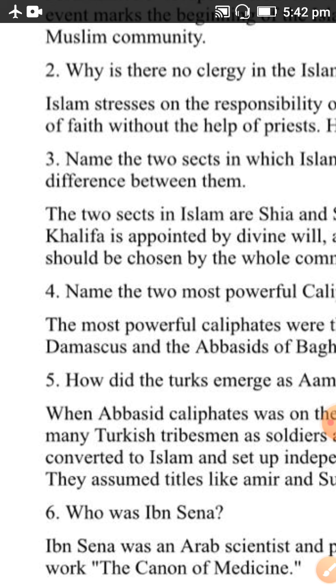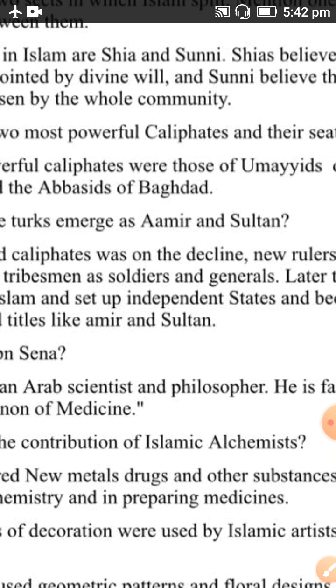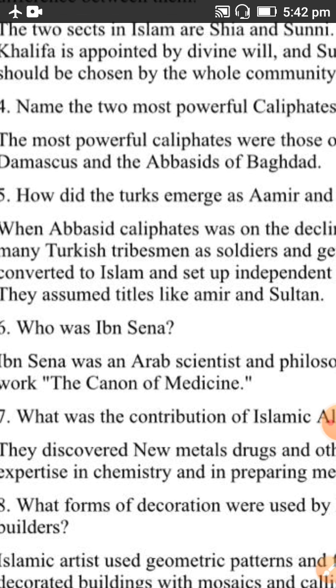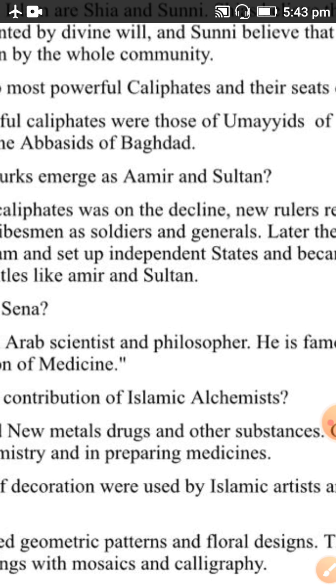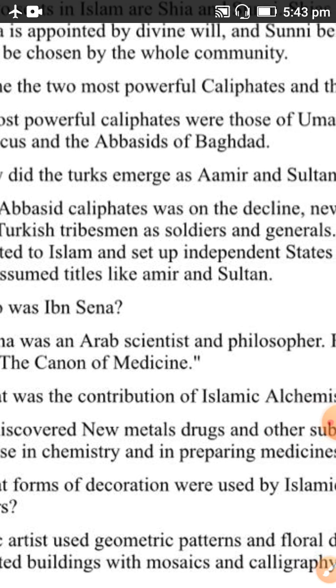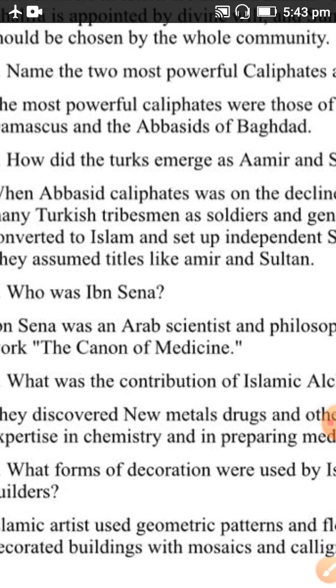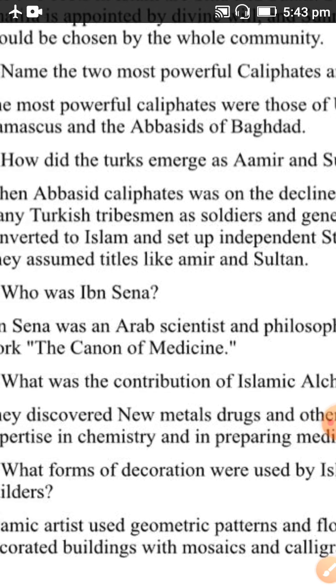Question number 4. Name the 2 most powerful caliphates and their seats of power. So the answer is, when the Abbasid Caliphate was on the decline, new rulers recruited many Turkish tribesmen as soldiers and generals. They converted to Islam, set up independent states and became rulers. They assumed titles like Amir and Sultan.